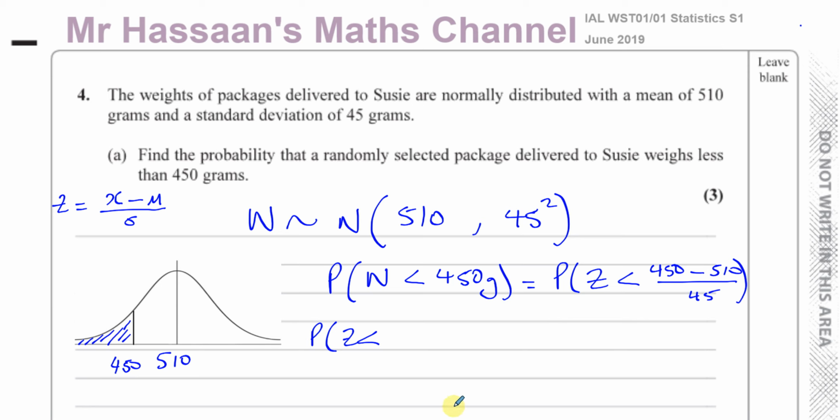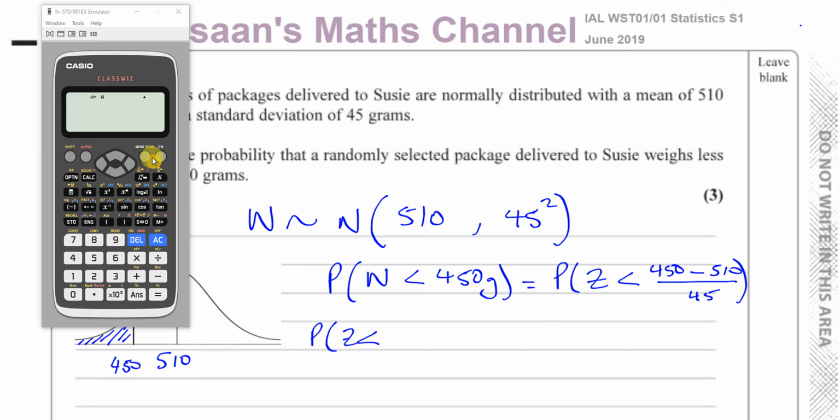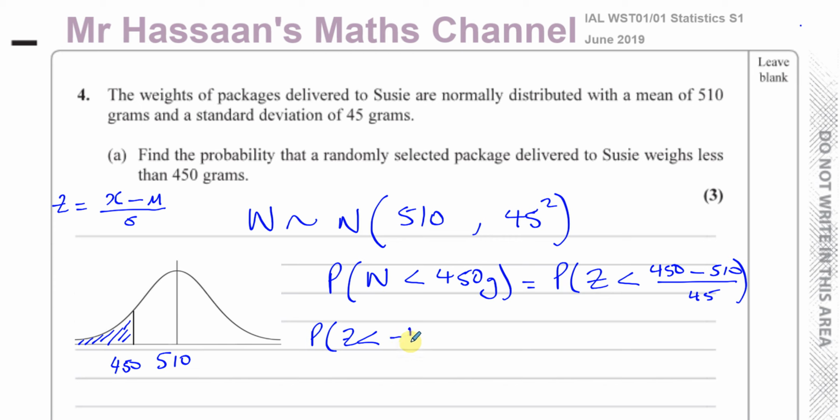Now if we put that in our calculator, 450 minus 510 divided by 45, that gives us minus 4/3. So that's minus 1.33, the value we'll be looking at. There are only two decimal places in our table. Of course, the Z value here is below the mean, that's why it's negative 1.33.